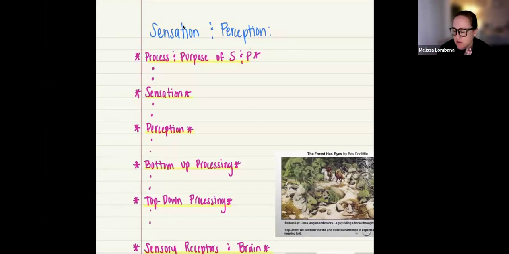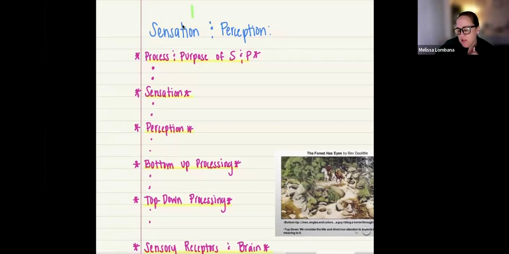Okay, so we'll start. This is technically the intro to sensation and perception. You may want to write that at the top. Make sure to pause and write down examples, and then make sure to take down everything I say. All right, so we're going to start with the first one. The first little section is going to be the process and purposes of sensation and perception.